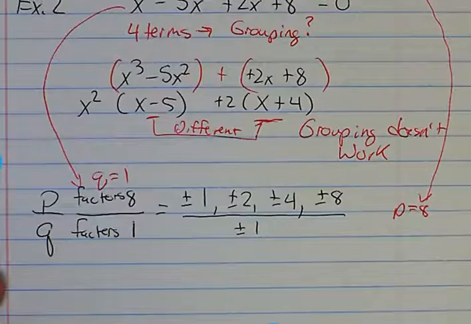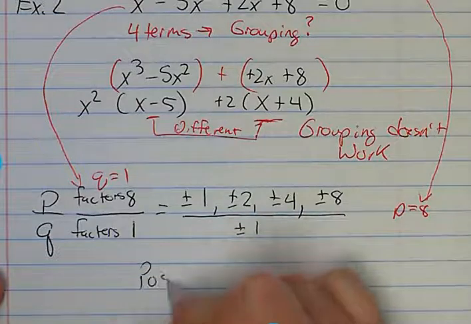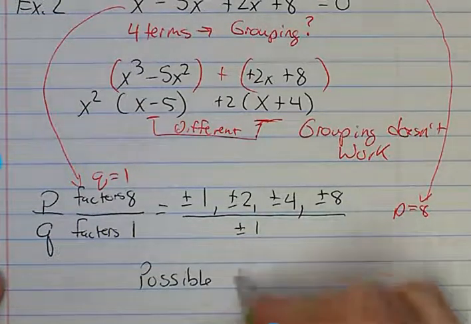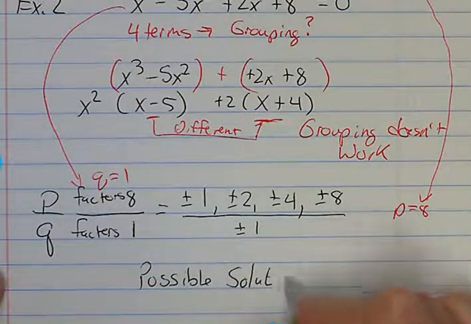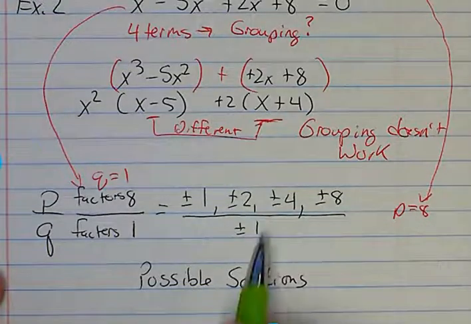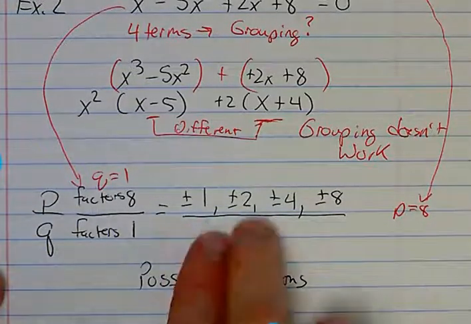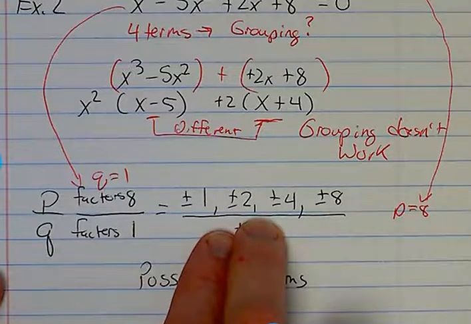So all of our possible solutions, again, if this is over 1, it's a shortcut. It's basically just going to be these numbers up here. So we're looking at 1, 2, 4, and 8.